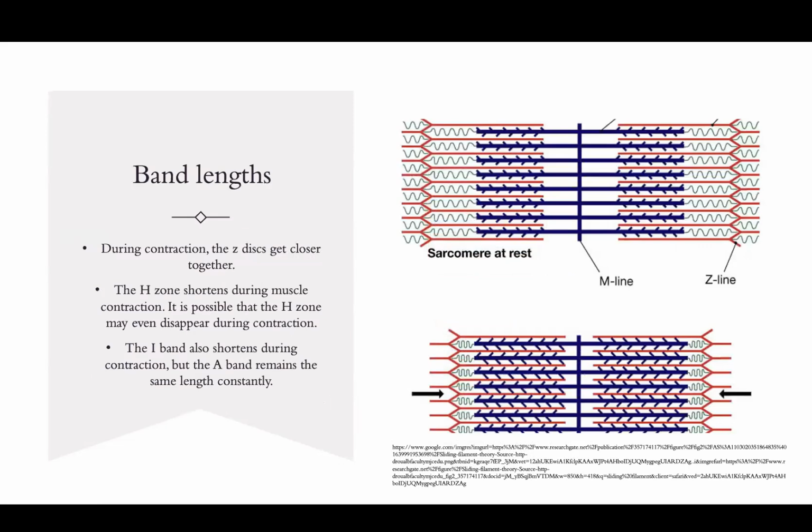So we're going to talk about band lengths. During contraction, the Z discs get closer together. The H zone will shorten or possibly even disappear. So that would be this piece here. It may disappear, and these thin filaments may come the whole way to the middle, to the M line during contraction. The I band here and here will shorten during contraction, but the A band, this thick filament here in dark blue, will never change length ever.